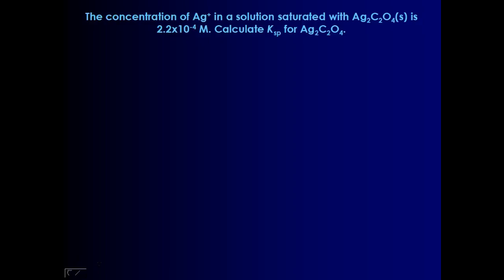In this particular example, the concentration of silver ions in a solution saturated with silver oxalate, that's what C2O4 is, is 2.2 times 10 to the negative fourth. And we want to calculate what the KSP is for silver oxalate. So if it's saturated, we're at that equilibrium value. Our Q is equal to our K. And so if silver is 2.2 times 10 to the negative fourth, and I know that 2 silvers are made for every 1 oxalate, I can also figure out oxalate's concentration.